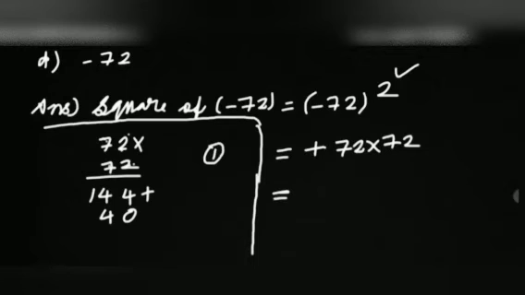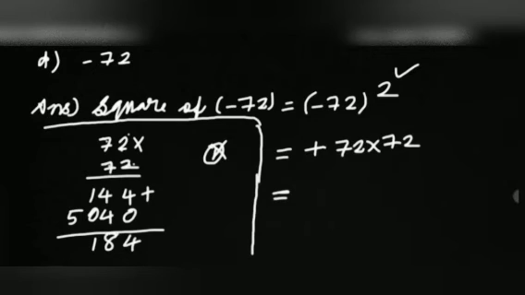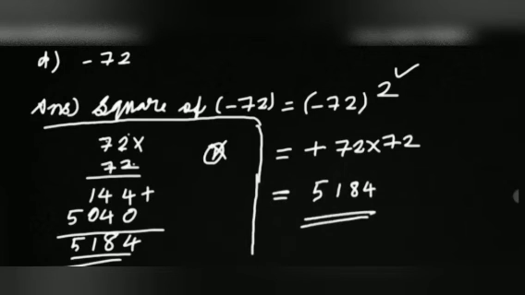7 sevens are 49. 49 plus 1, 50, isn't it? Now let's add. 4 plus 0, 4. 4 plus 4, 8. 1 plus 0, 1. 5. Here 5. So, what is the final answer? What is the square of negative 72? Yes, it is 5184. No need to put the plus sign. If the sign is plus, we can just avoid that sign, isn't it? So, 5184 is the final answer. Got it? Is it clear?